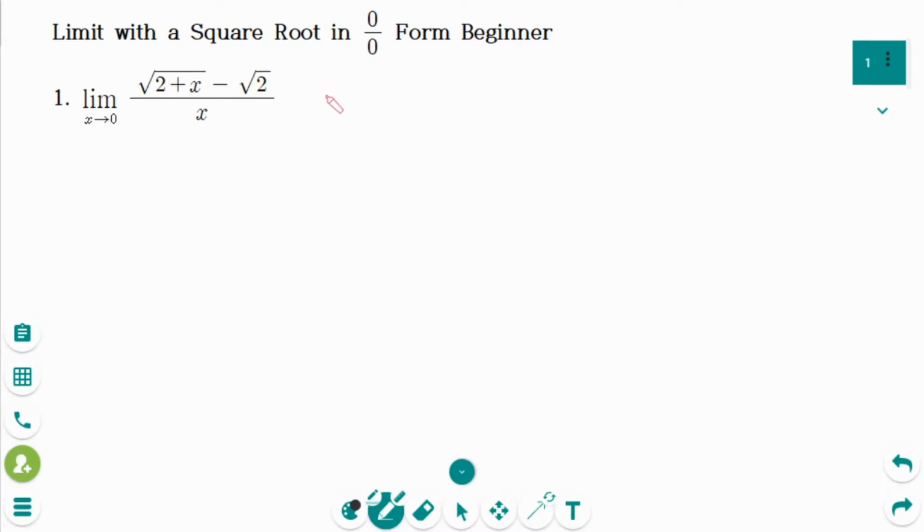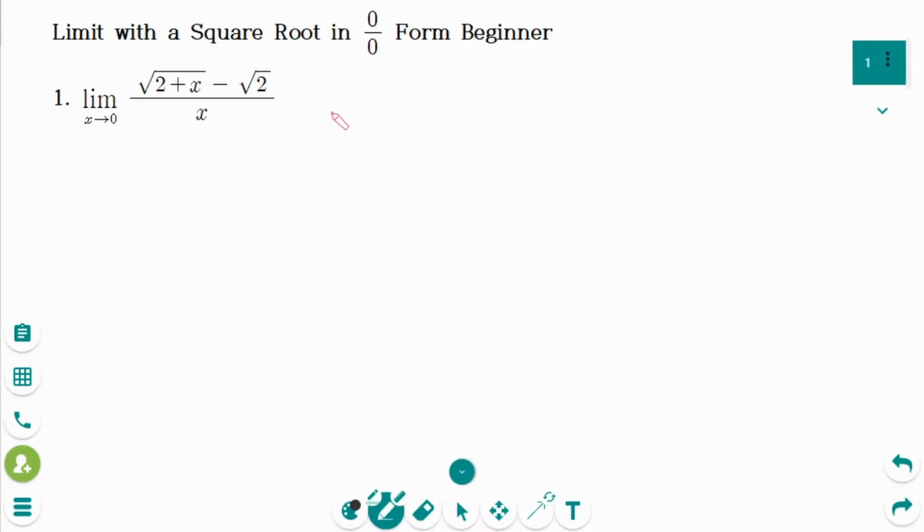This video will cover beginner questions regarding the topic of limit with the square roots in the 0/0 form. Here is the first question. In this question, when you put 0 into x, you get the 0/0 form, but with a square root.